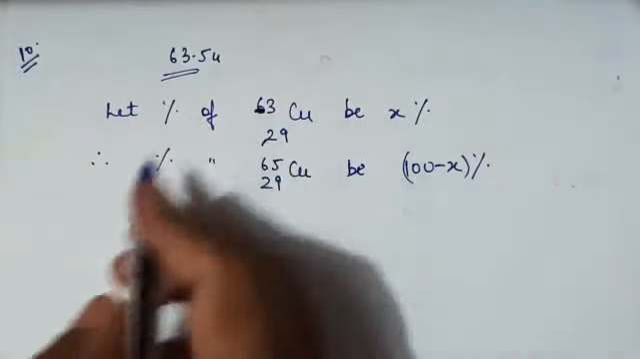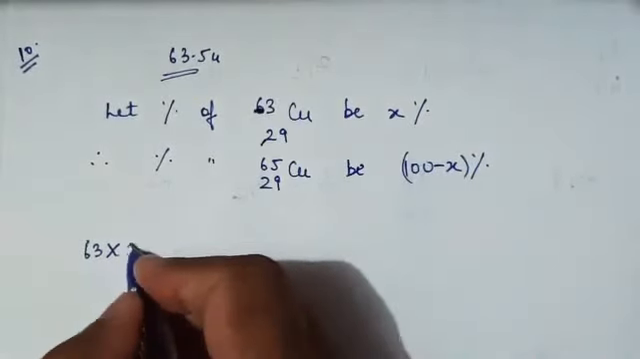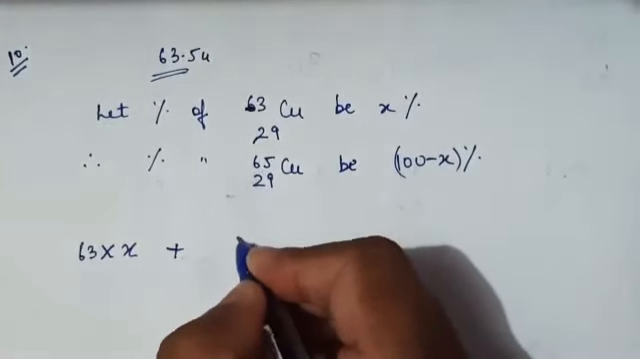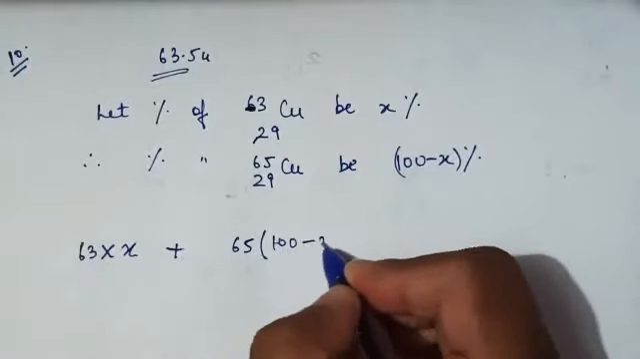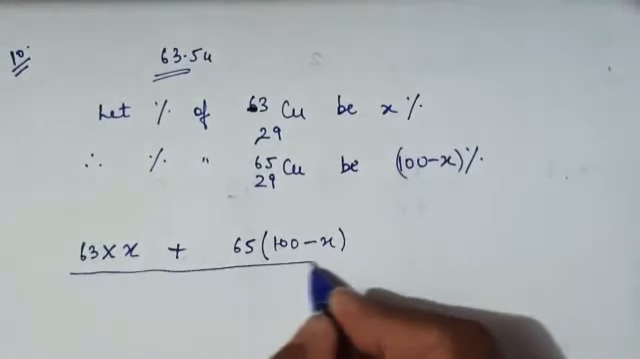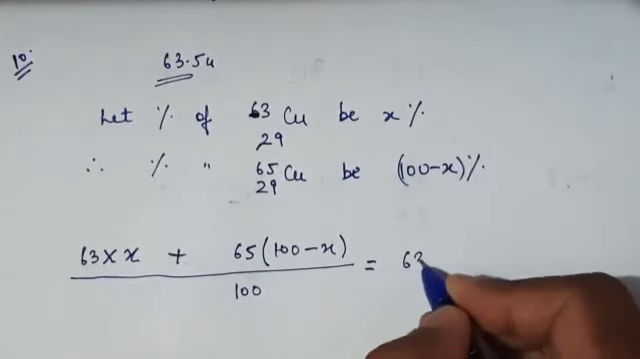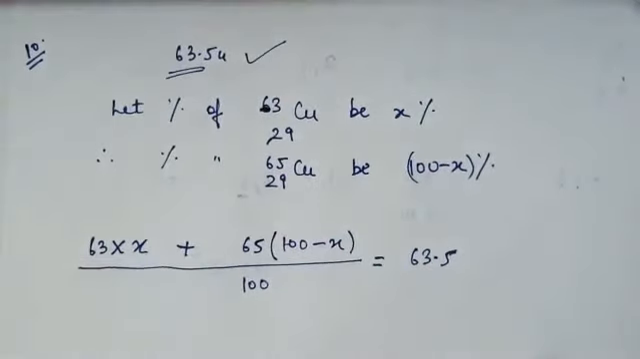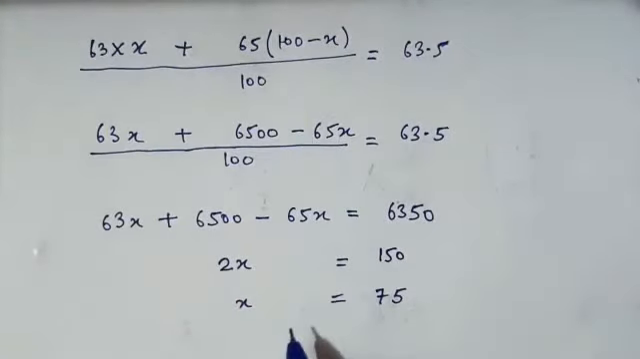Now just substitute these values in the formula. The mass of first isotope, that is 63, multiplied by its percentage, that is x, plus mass of second isotope, that is 65, multiplied by its percentage, that is 100 minus x, whole divided by 100, that is equal to average atomic mass 63.5, that is given in the question. So just solve this and find out the value of x. After solving, you will get the value of x as 75.